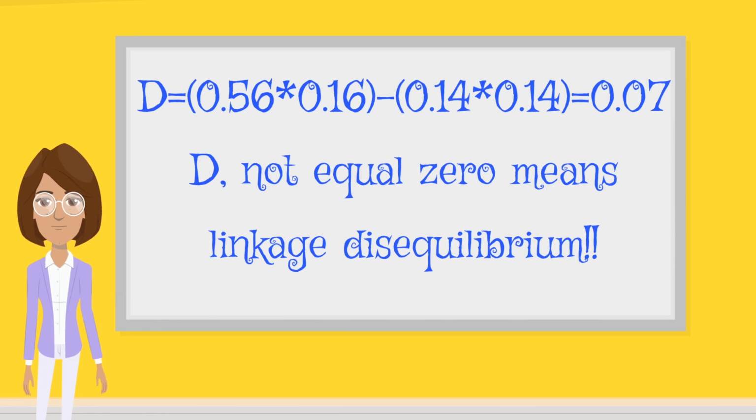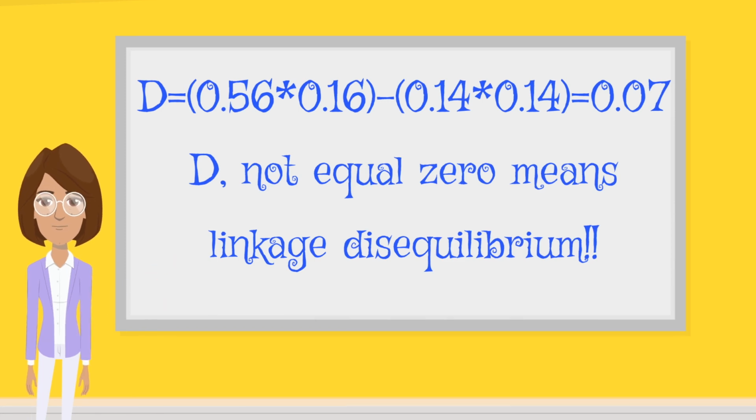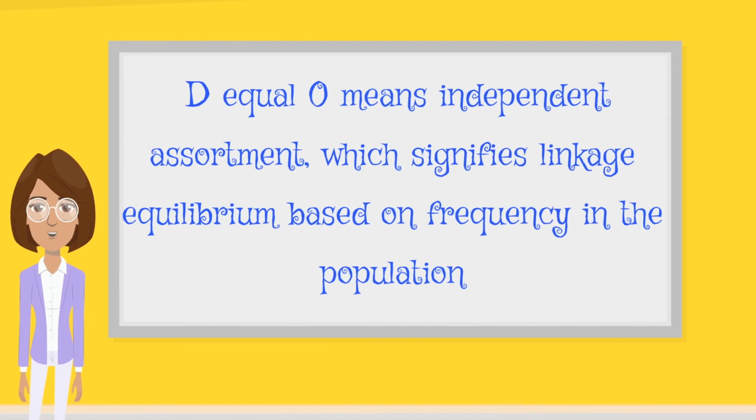If the D value is not equal to 0, it can be either positive or negative, indicating that the allele combination is in linkage disequilibrium. A D value of 0 suggests independent assortment, meaning the alleles are inherited randomly within the population.